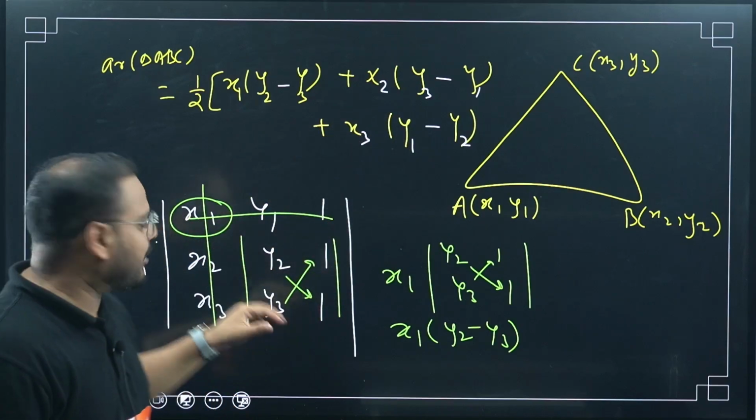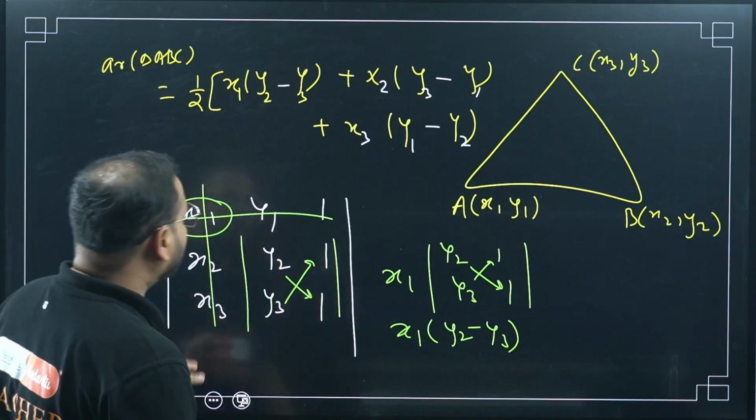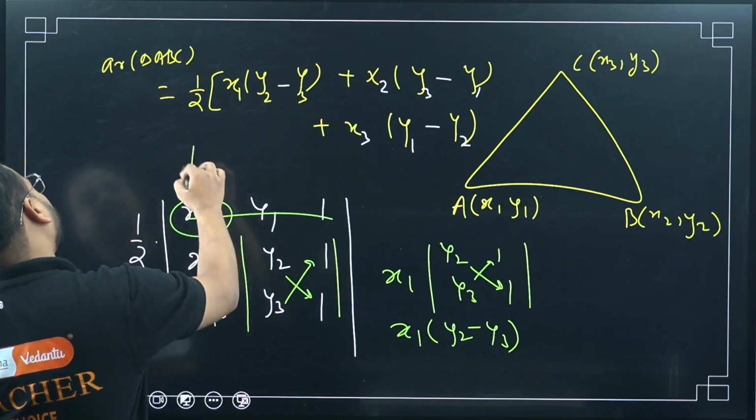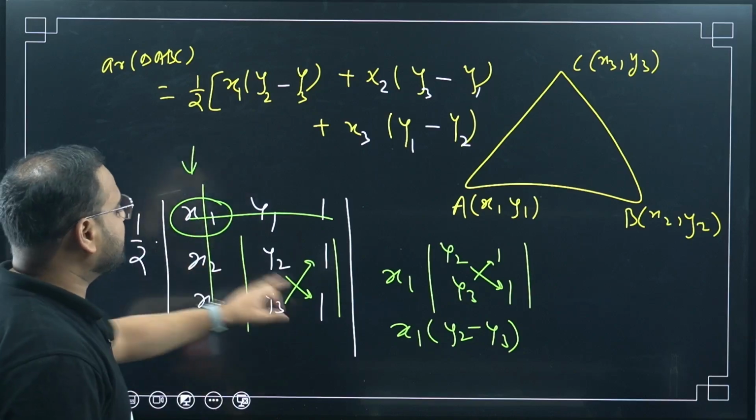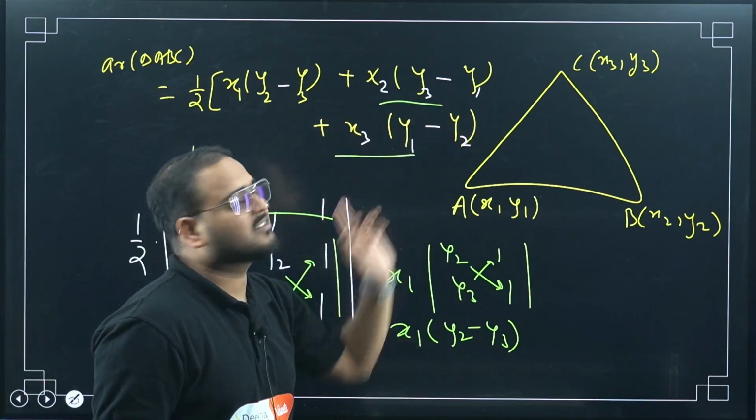Sir, why are you doing like this? I said I can take the determinant across any row, any column. So if I take across only column 1, first for x1 I'll get this result, for x2 I'll get this result, for x3 I will get this result.